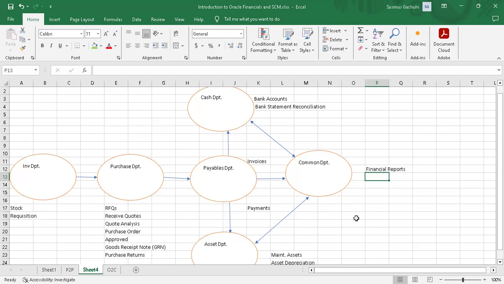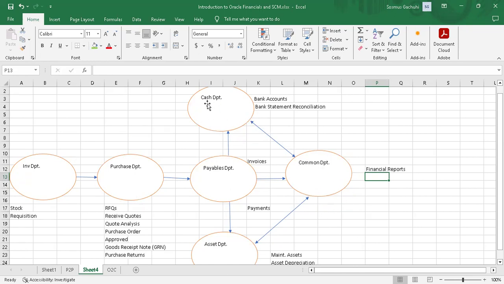So this workflow is very important, because the moment you understand it very well, even in the system, you'll be able to tell we are coming from this end, we are heading to this end. For instance, if we do a payment of an invoice, you can get that information from the payables department, and also from the common department.